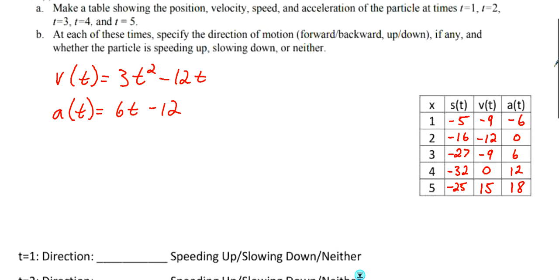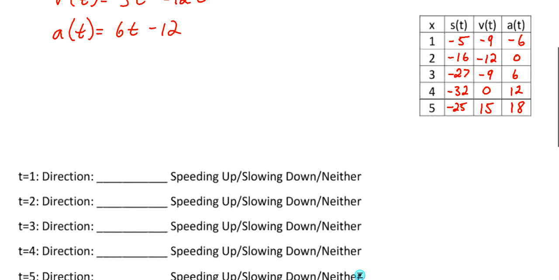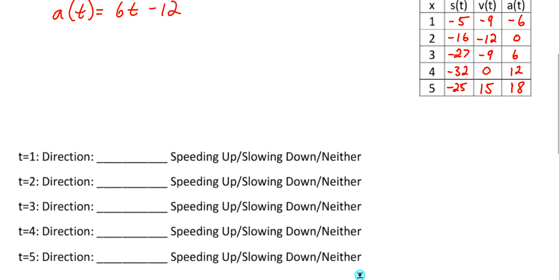Now, part B: at each of these times specify the direction of motion, forwards, backwards, or up and down, if any, and whether the particle is speeding up, slowing down, or neither. So we have this chart now. Let's look at time equals 1. Which direction is my particle going? Based on my position, I'm at -5. So that's either backwards or down, whichever one you want to pick.